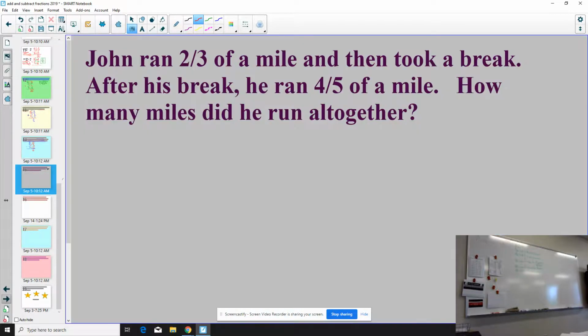Okay, look at the next question. John ran 2/3 of a mile and then took a break. After his break, he ran 4/5 of a mile. How many miles did he run altogether? Think to yourself, does that mean add or subtract? How many miles did he run altogether?